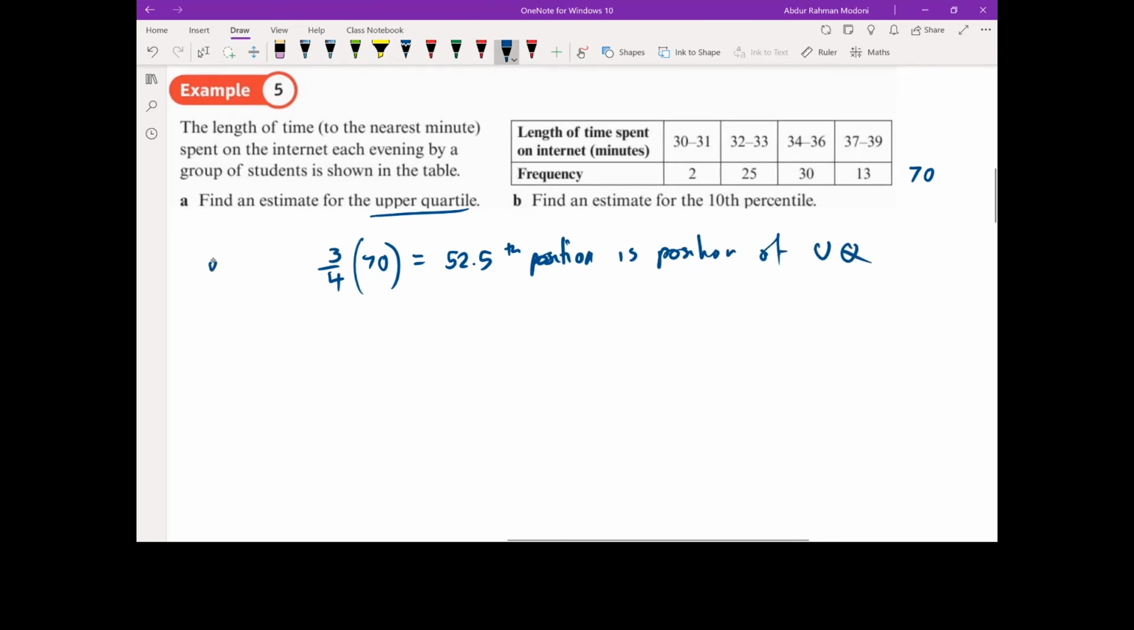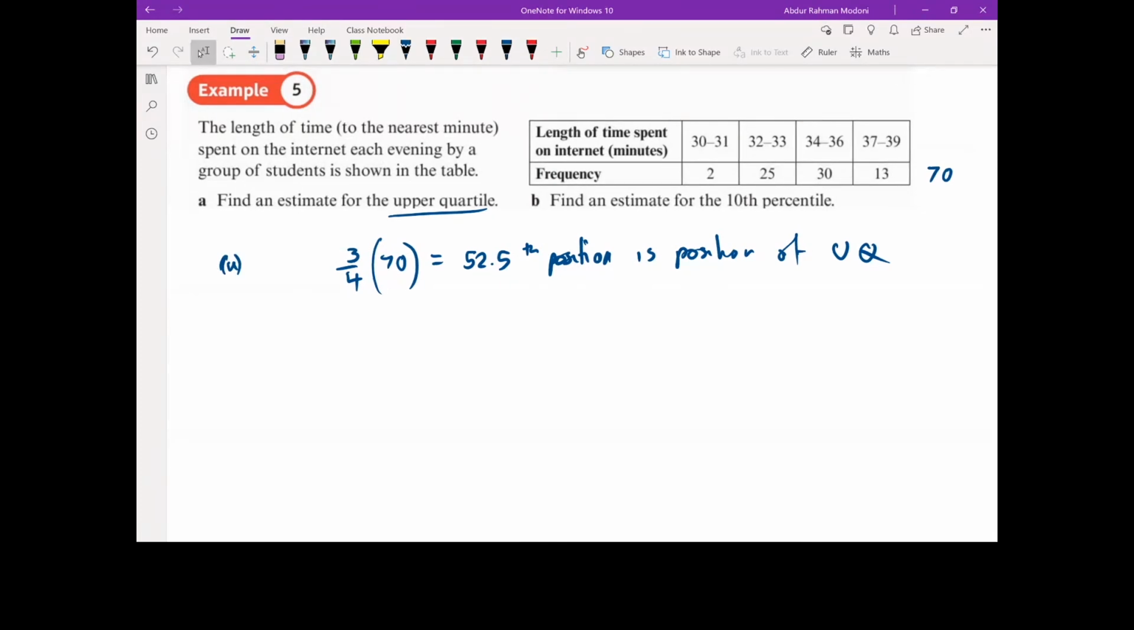So let's go and take a look at how we find out what this value is. Let's find out where the 52.5th position is. Now we've got a total of 70 numbers here. So we've got 2 here, then 2 plus 25, we've got up to 27 here. So what I'm doing is a cumulative frequency. Then 27 plus another 30, I've got up to 57 here. And if I add another 13 onto that, that gets me to the 70, which is what we expect. So where is the 52.5th position? Well, it's certainly not in this group here because this group only goes up to 27. So the 52.5th position is going to be in this group.